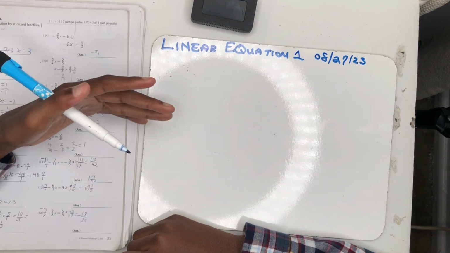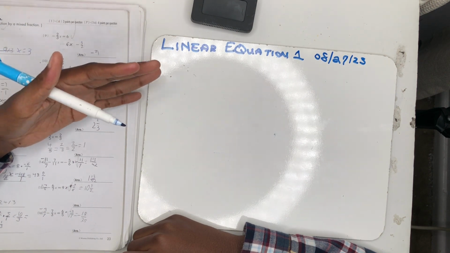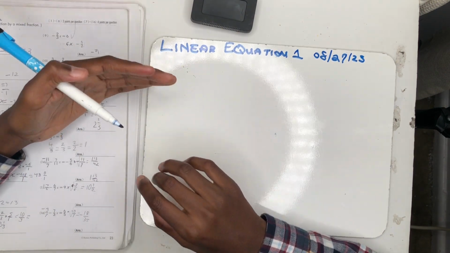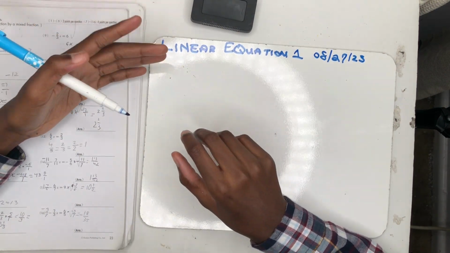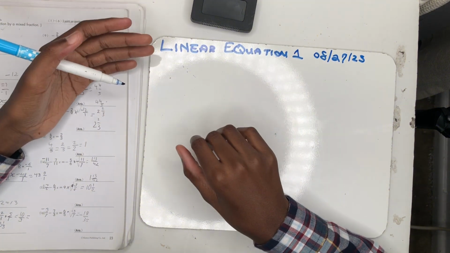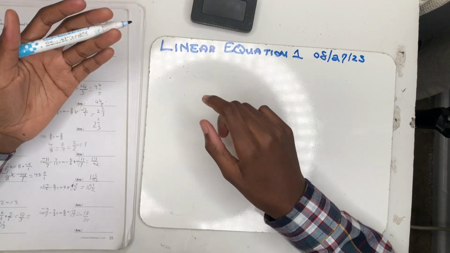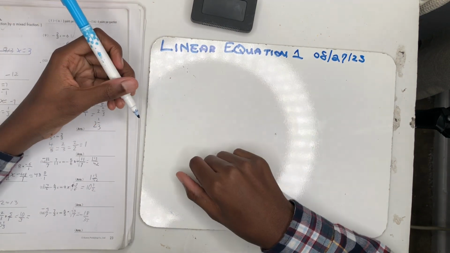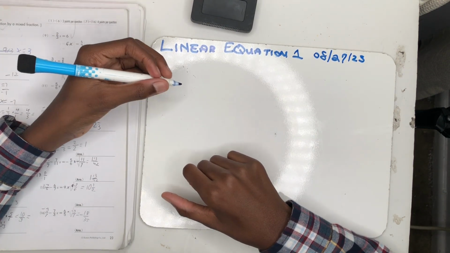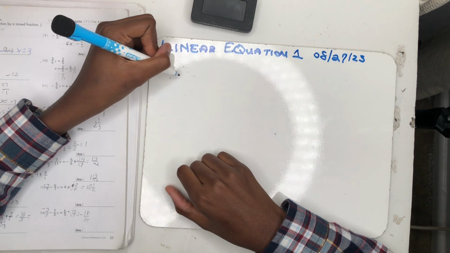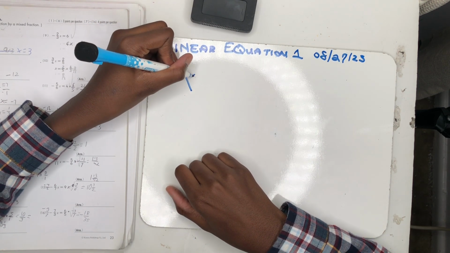I'm just going to be doing some basic problems about how to tackle these linear equations. Linear equations can be anything from one-step equations to two-step equations to three-step equations and so on. And so I want to teach you guys how to do these type of equations. So let's get right into it. Today we'll be doing linear equations, and the first one we have is x plus 3 equals 9.